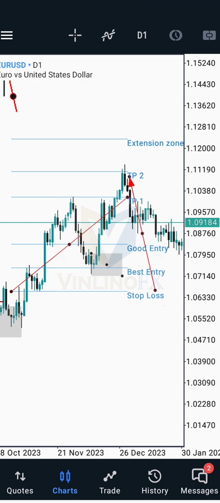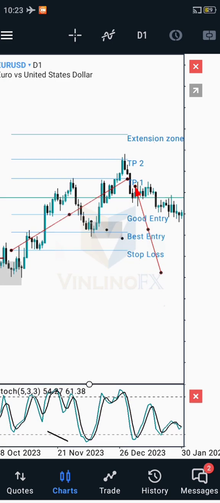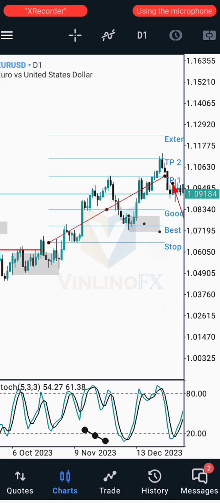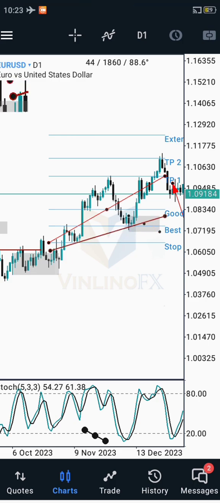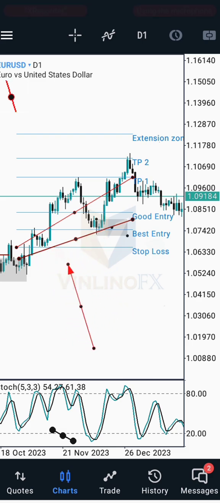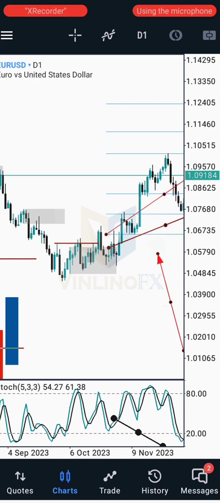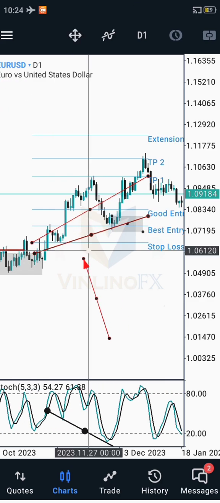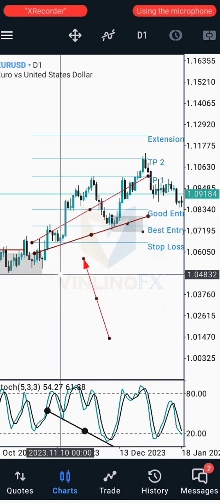TP1 smashed. TP2 smashed. If you're combining it with divergence, as you can see, look at this level. Look at this level. Have you seen it? Very good. This low is higher than this low, but our indicator is printing the opposite. Very good. So as you can see, it's the opposite. Look at it here and here. Here, opposite, divergent. So that's another confluence.